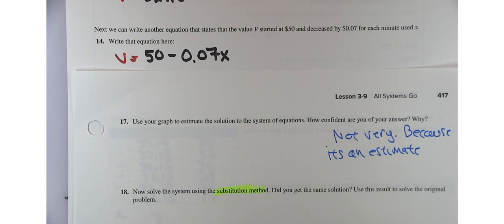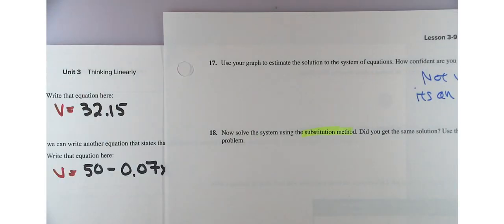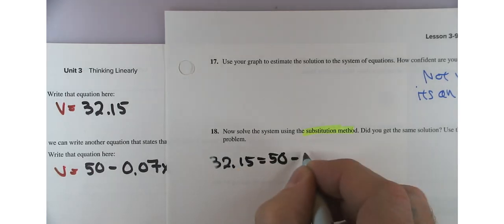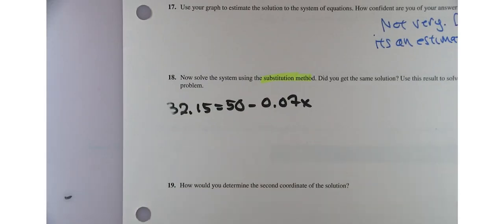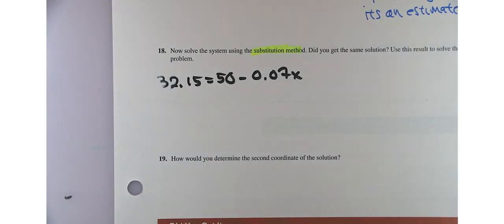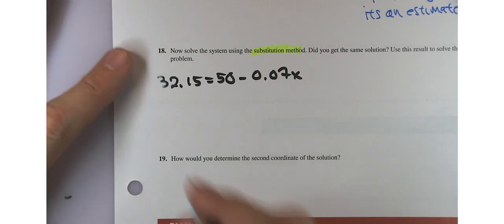Scott, what equation am I going to get for this if I use the substitution method? 32.15 equals 50 minus 0.07x. Nice, thank you, sir. Let's see. Cardell, what would you do to start solving this one? There's a couple different ways you can go. What interests you? What works good for you? Minus 50. All right, we'll subtract 50 from both sides.